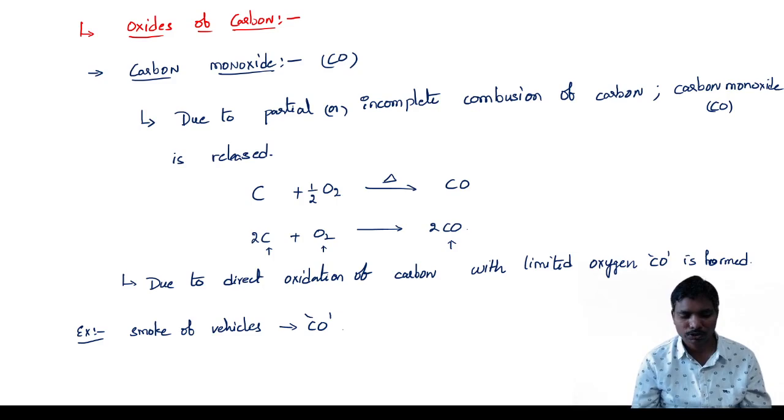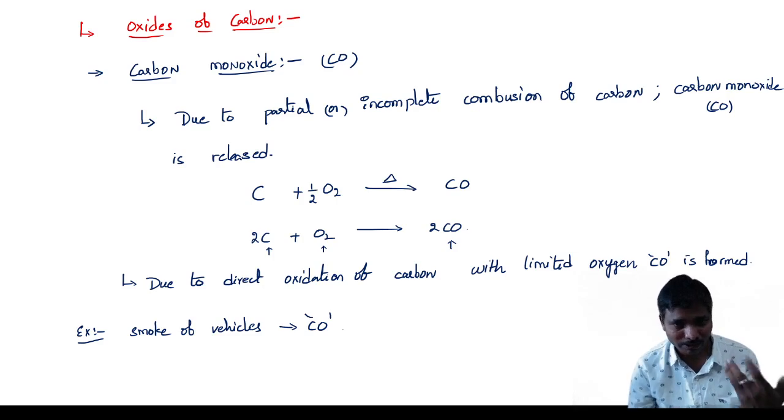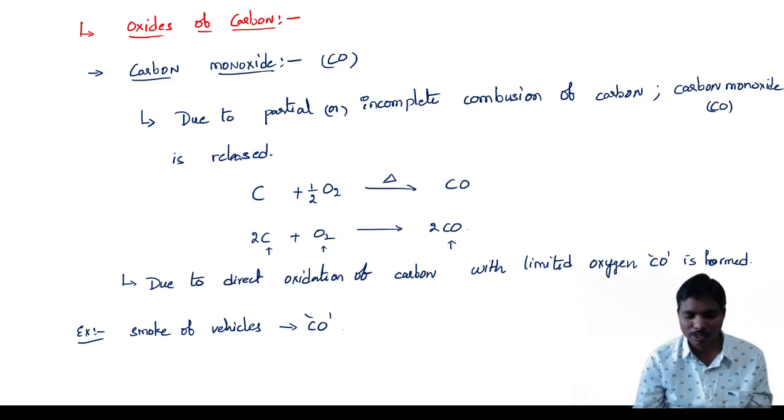It is a very important question. And coming to the important properties, this carbon monoxide is present in water gas and in producer gas. Okay, CO plus H2 is the water gas, CO plus N2 is the producer gas. Okay, so now coming to properties.